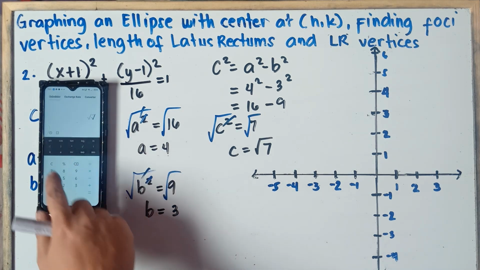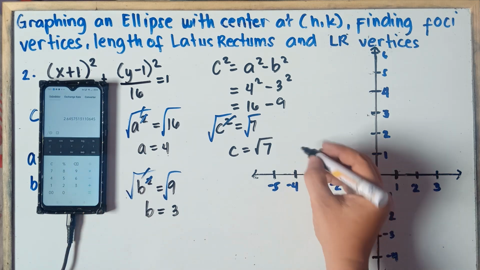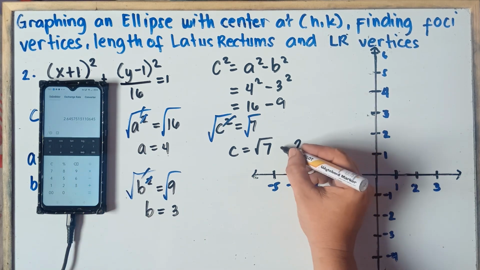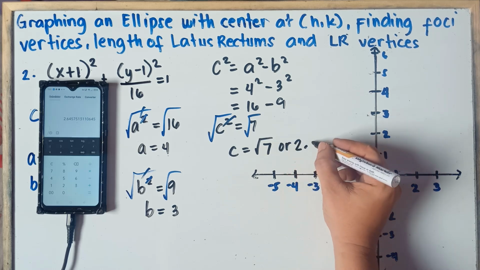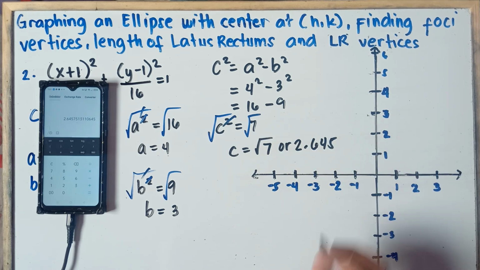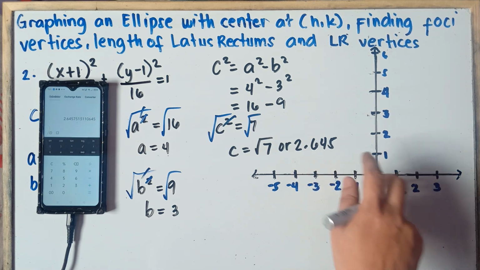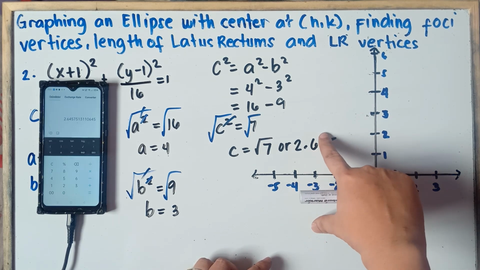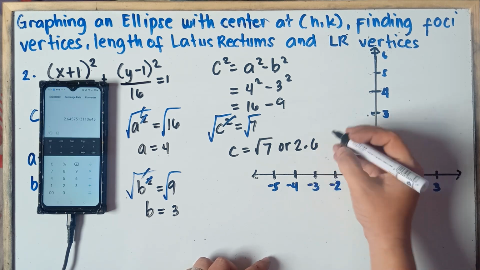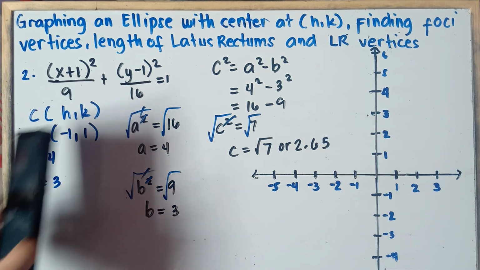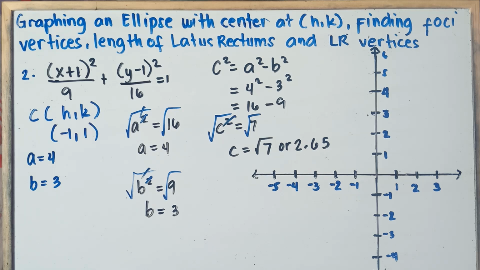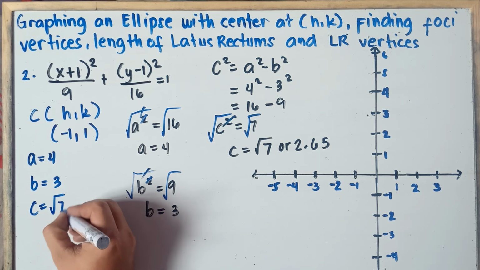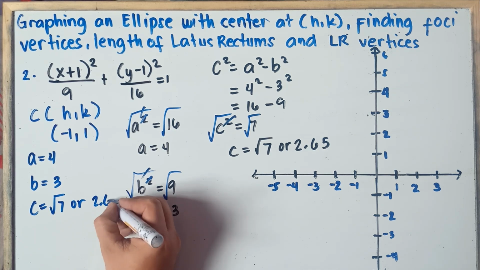So the square root of 7. So we will have 2.645. So we need to have at least 2 decimal places, class. 2.645. So let's have 2.65. After 4, that's 5, so this will be 2.65. Alright, so our c is equal to the square root of 7 or 2.65.